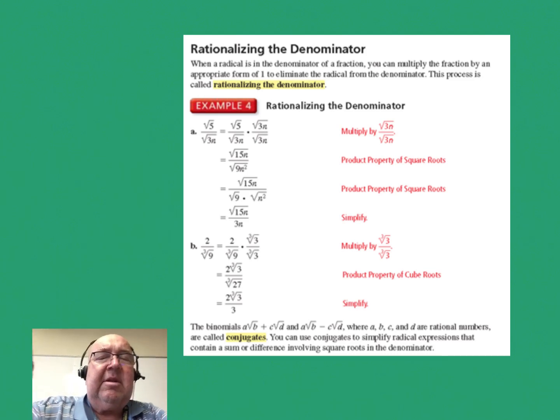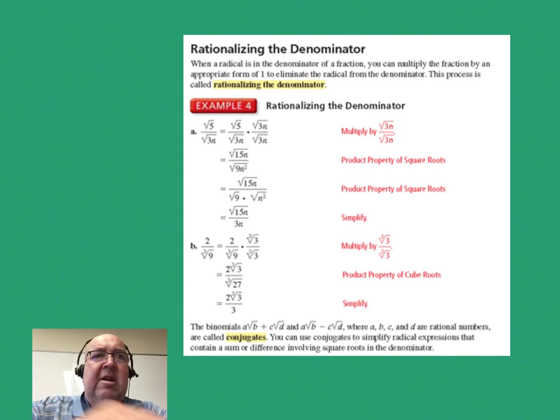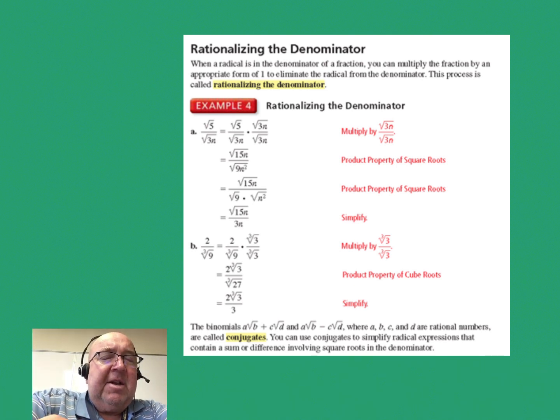Okay, so as we go on working with radicals, we're going to be looking at what is called rationalizing the denominator. One of the things we don't want to have is a denominator that has a radical in it because it's just messy, and we need to take that out. So we're going to look at that.